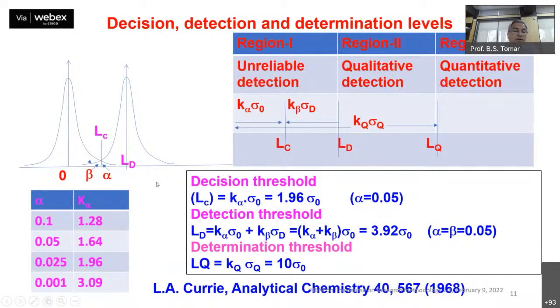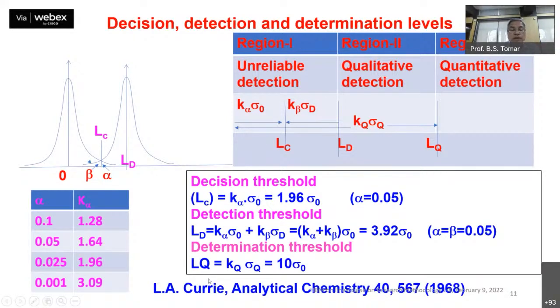You can take the K beta again here, assuming that sigma D for the sample is the same as sigma for the blank. It can be taken because most of them are random. So you can assume that sigma 0 and sigma D are the same. So now the limit of detection for the sample is the sum of the two values.